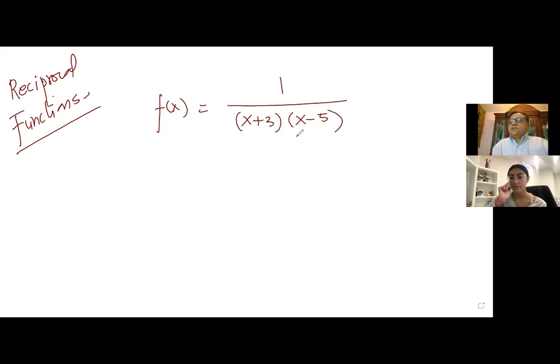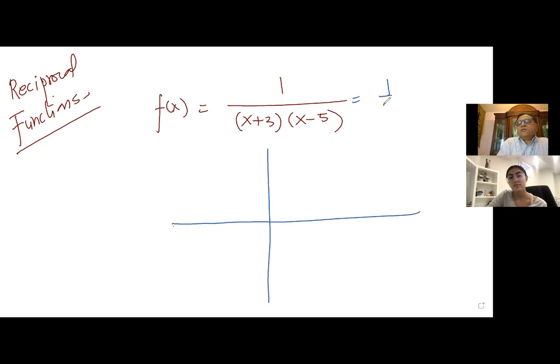Now, we're talking about a reciprocal function. We'll also see a sketch of this particular diagram. So what we are going to do here is first plot the denominator function. So basically, we are saying it is 1 over g of x. Is it okay? Yes. So I will first sketch the function g of x in green color. So g of x is a quadratic function which equals x plus 3 times x minus 5. Clear?